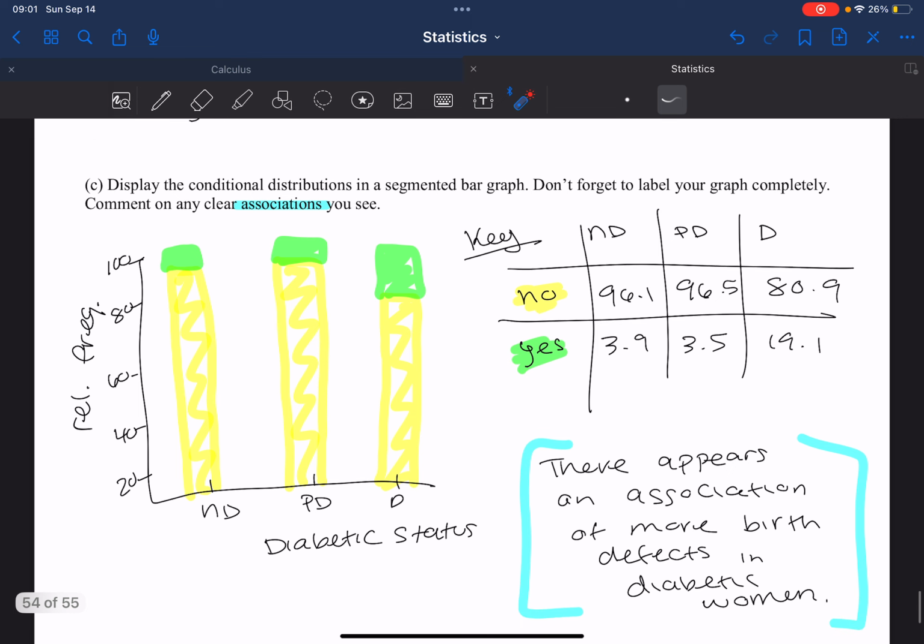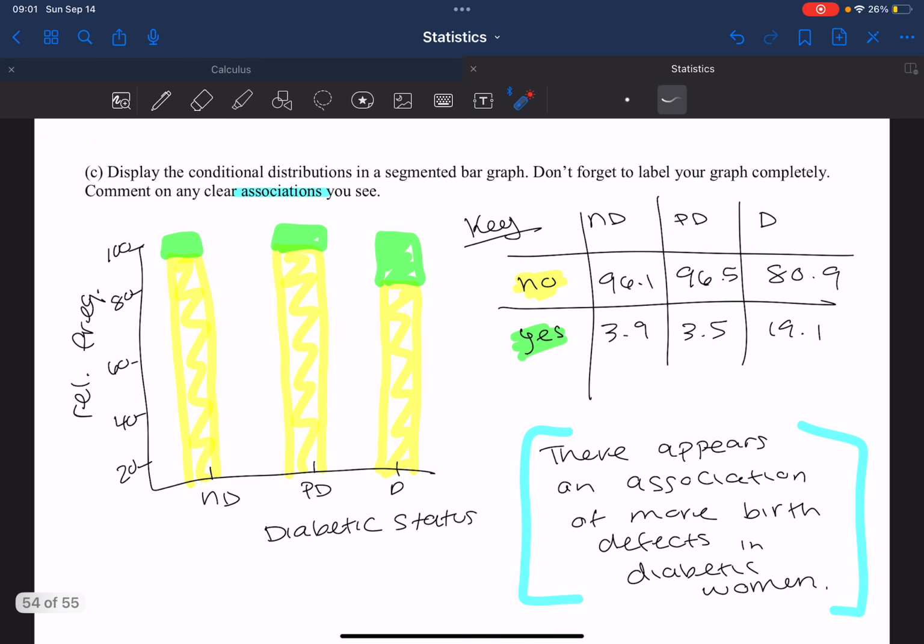Okay. Also, we don't know all the other factors that happened with these women. Maybe there was people who were diabetic who were also smoking, okay? Because smoking can cause birth defects as well. Maybe there was people who were also drinking, which can cause birth defects as well. So we do not know the other factors going on here. So just keep in mind that even though we were able to draw an association, that doesn't mean that's a correlation, something that always happens.